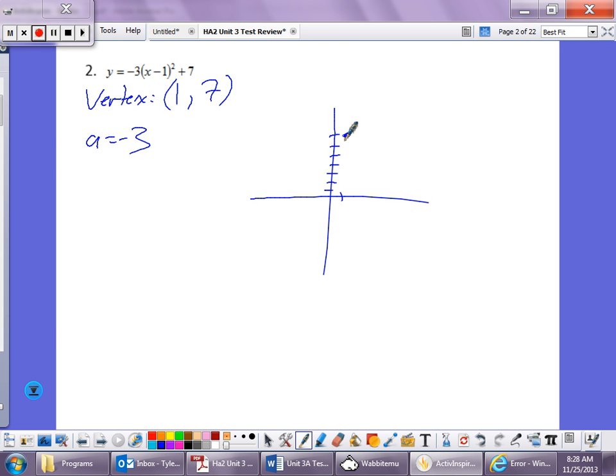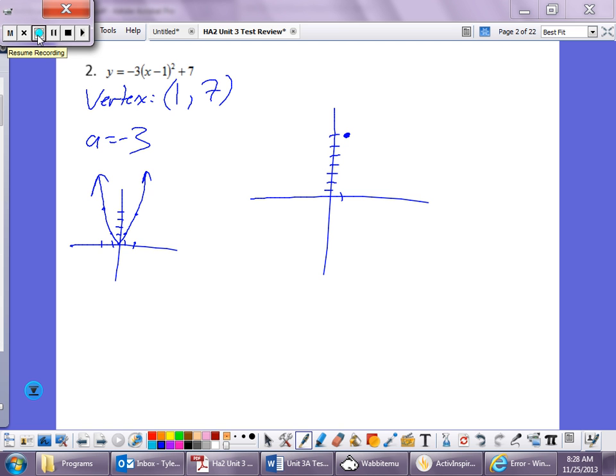Okay? This is going to open down because of this negative here. That tells me it's going to open down. And remember, basing this off the graph of x squared, which goes over 1, up 1, over 2, up 4. This was this unit. All right, so from here now we want to just multiply all our changes in y by negative 3.